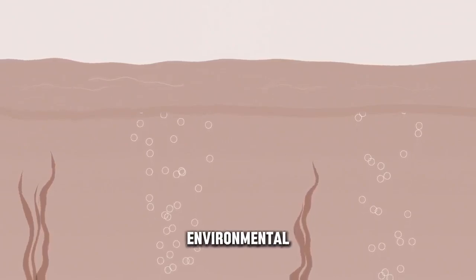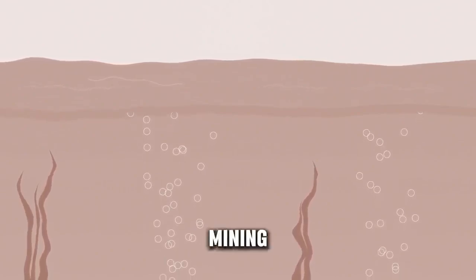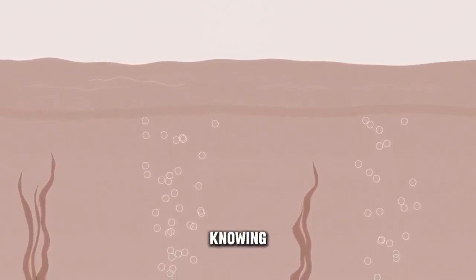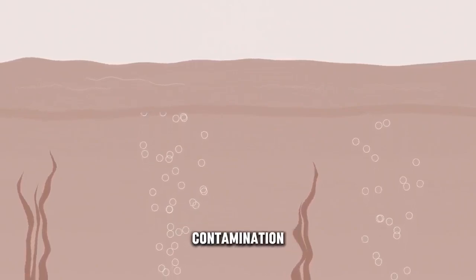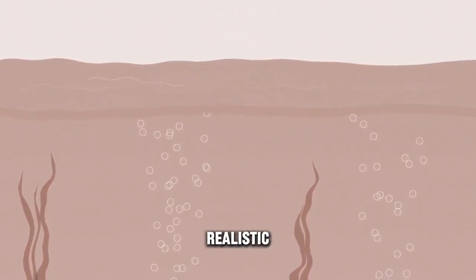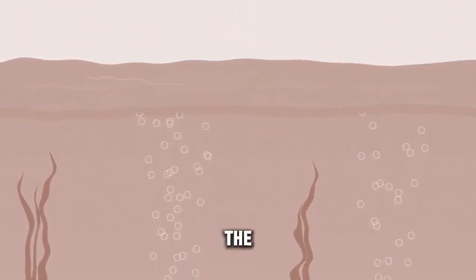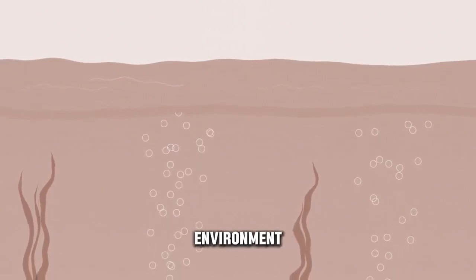In environmental geochemistry, establishing a baseline is critical before any mining project begins. By knowing the natural state of the soil and water, we can monitor for contamination, manage waste rock effectively, and set realistic goals for restoring the land after the mine closes. It's about being responsible stewards of the environment.